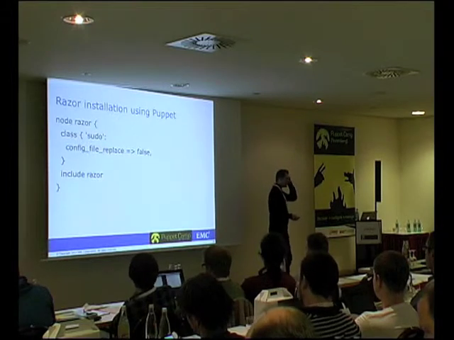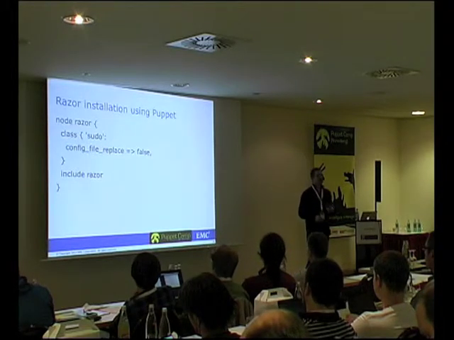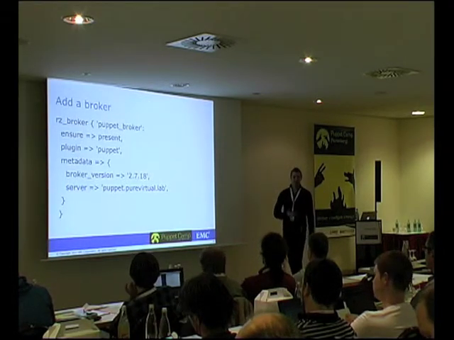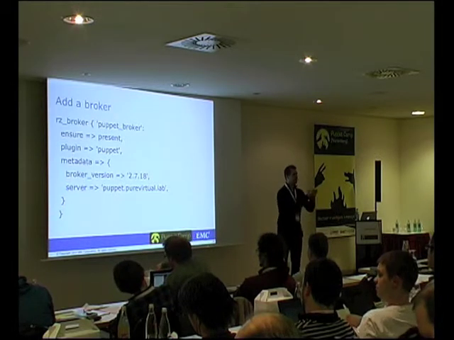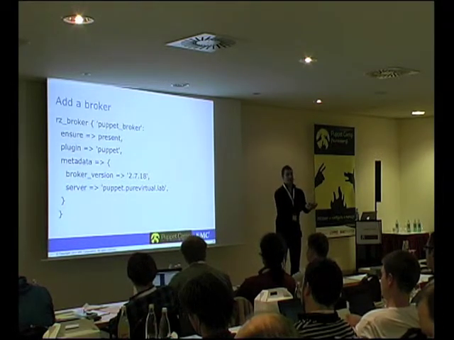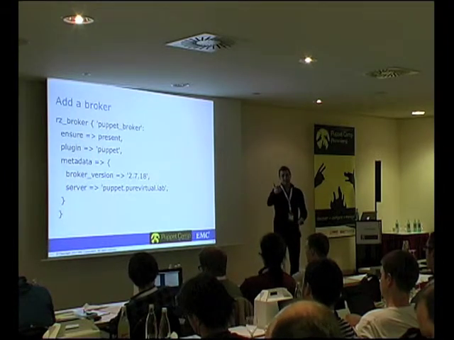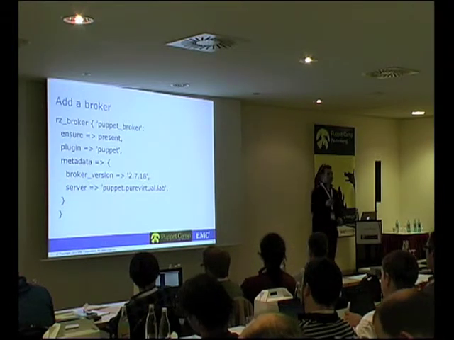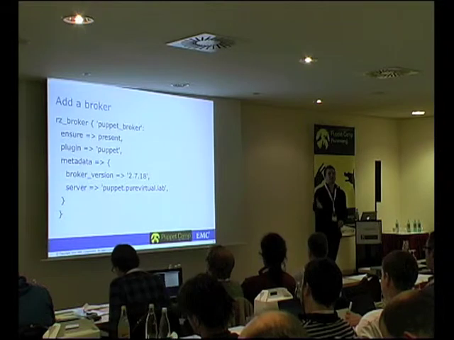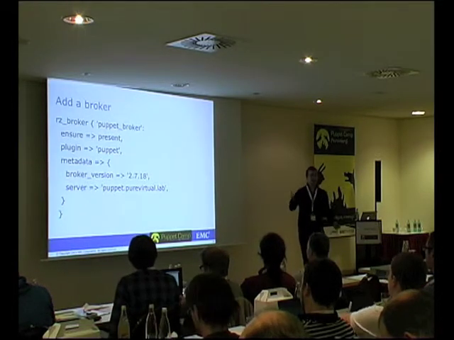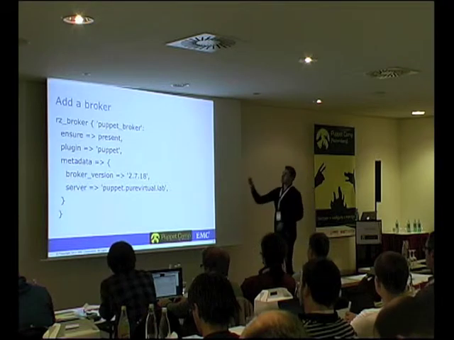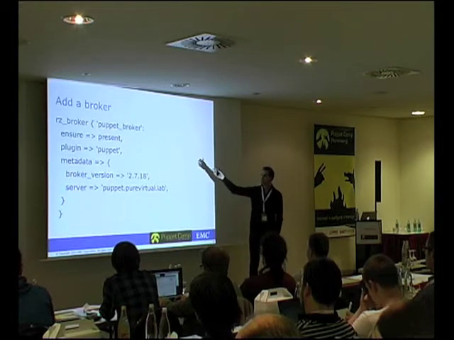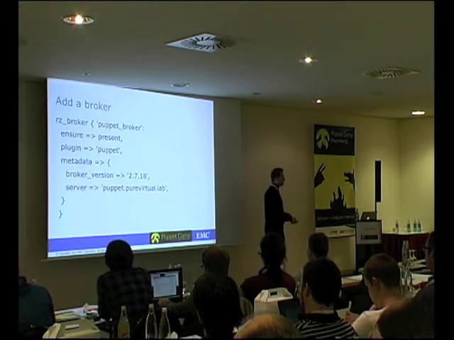So when we look at how we manage this, first of all, I want to add something that is called a broker. The broker in Razor's language is what we leave the operating system to after we're done provisioning it. So it could be a Puppet master, it could be Chef, it could be vCenter for a VMware environment, so it automatically joins the VMware cluster, or a Xen cluster for that matter as well. So here I've created a broker. I call it the Puppet broker. I'm using the plugin Puppet. You'd use another plugin for another broker as well.